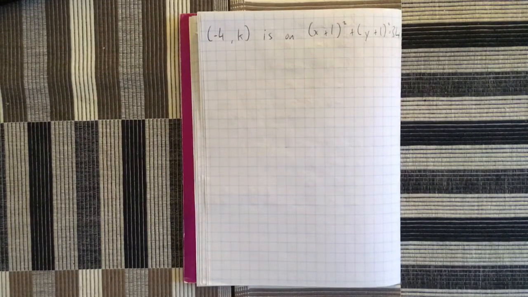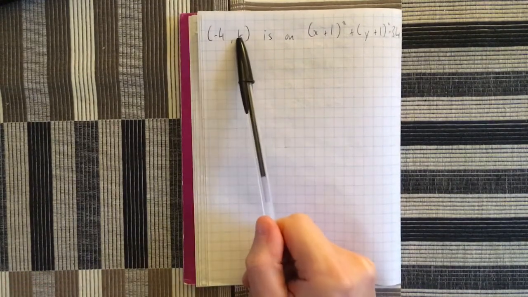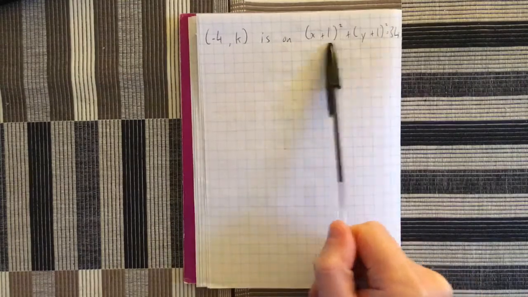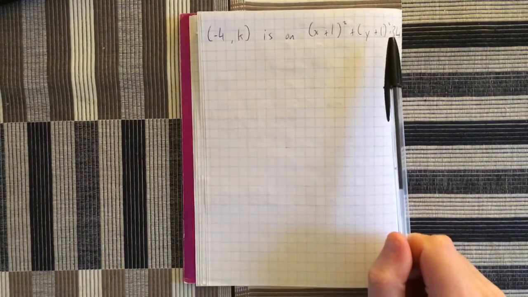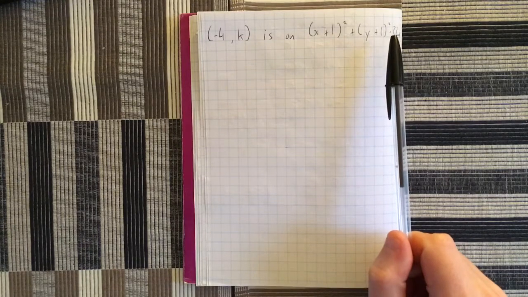All right, so I'm just going to do question 15 from today real quick because I had a few questions about it. The question is: the circle C has equation (x + 1)² + (y + 1)² = 34. The point (-4, k) lies on C, that circle. Find the two possible values, or two real values, of k.